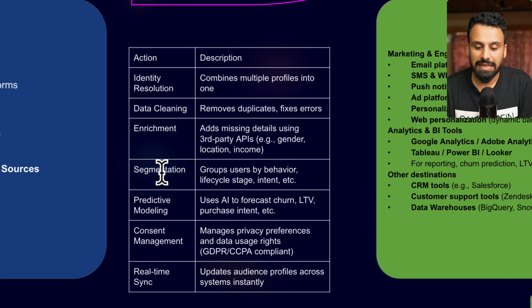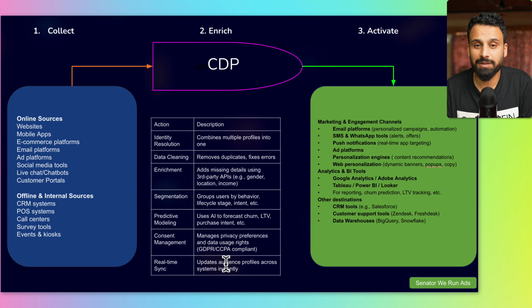Then it segments, as we discussed, based on behavior, life cycle stage, their intent, etc. Predictive modeling: use AI to forecast churn, lifetime value, purchase intent, etc. Consent management: it manages privacy preferences, real-time sync. And the best thing about CDPs is it's all real-time data, unlike other platforms which take time, which take manual input.